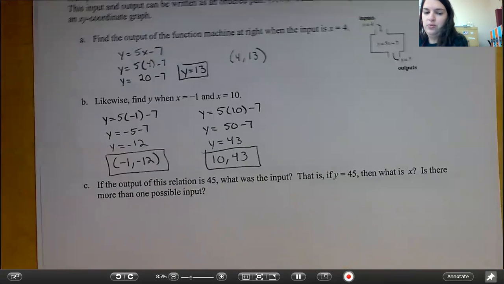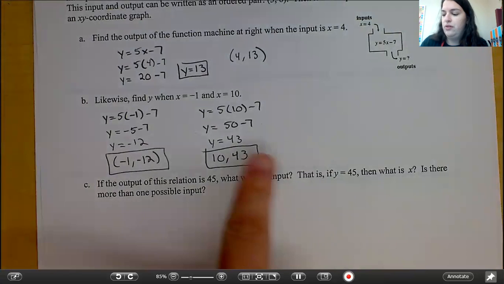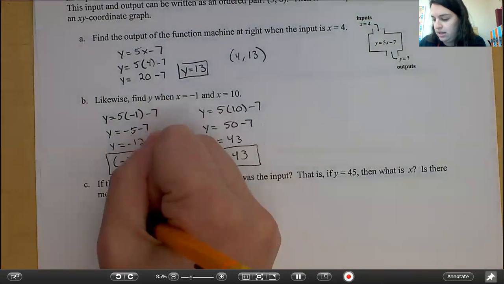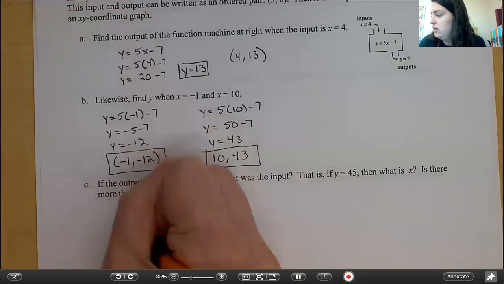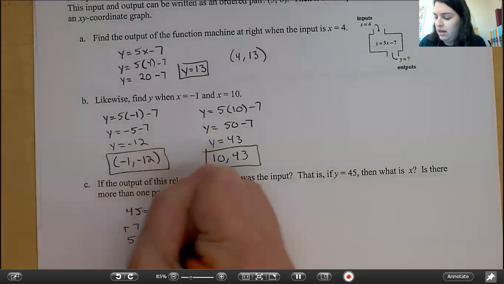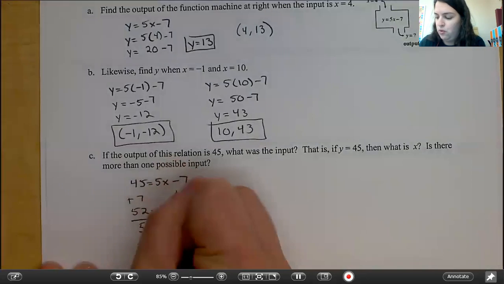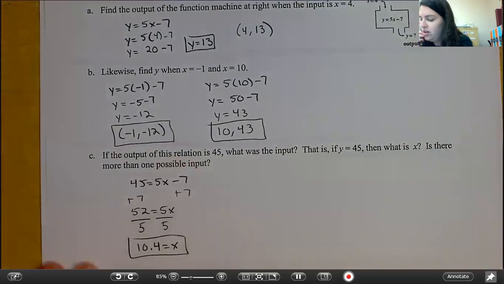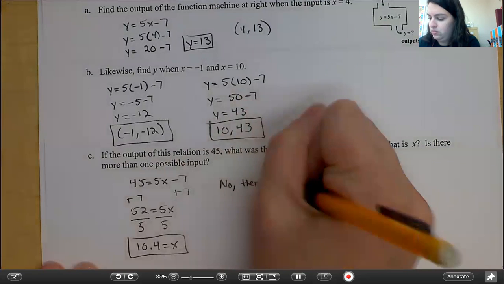C says, if the output of the relation is 45, what is the input? That is, if y equals 45, then what is x? Is there more than one possible input? So now we're switching gears. Instead of substituting for x, we need to substitute for y, which we've done in class. So 45 equals 5x minus 7. Add 7 to both sides, and we get 52 equals 5x. Divide both sides by 5, and you get 10.4 equals x. So could we have more than one input here? No. There's only one possible solution.